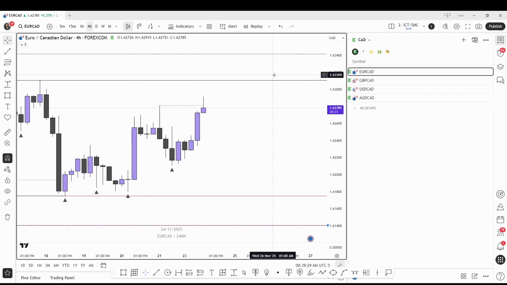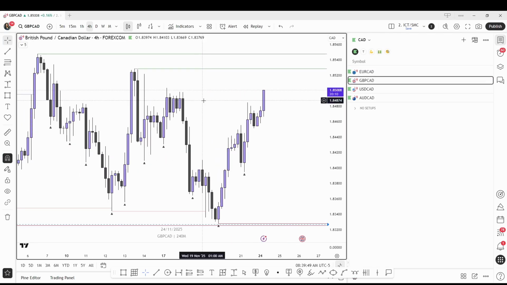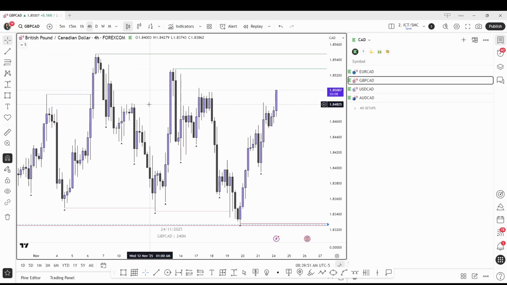But as far as EuroCAD is concerned, there's no move right now because it's a continuation move that I pretty much have missed. This is the fair value gap where you would have gotten in to be able to enter. I missed the entry, so there's no move on EuroCAD. For GBP CAD, it's the same thing.